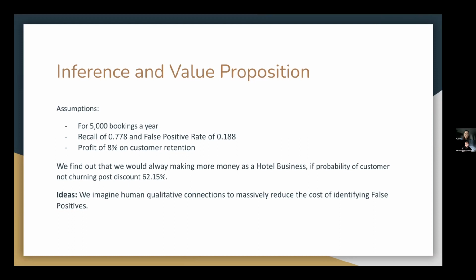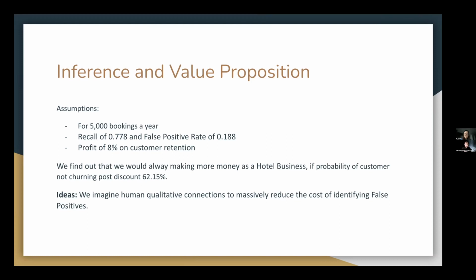Given the recall and false positive rates that we saw above, our simulations told us that if the probability of a customer staying back, when they are going to churn out, is 62.15%, we will always make money given our recall and false positive rate. So that became our benchmark that we had to cross. But this is a metric that can only be calculated after the fact, when the campaign is running. This is where we actually bring value.